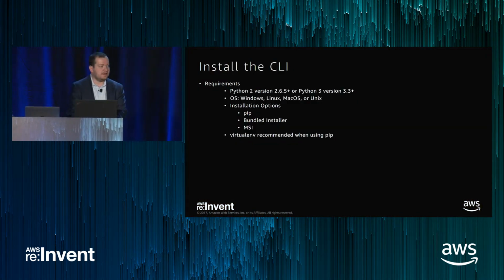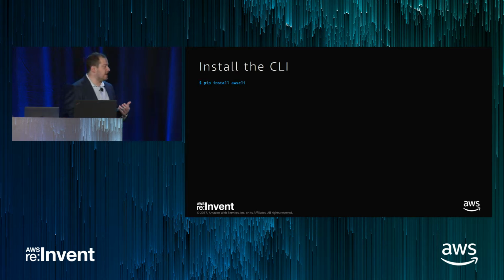So first of all, the CLI is Python-based. It's based on Boto Core, which is a simplified version of Boto, which is our Python SDK. So you need either Python 2 or Python 3. The CLI works on Windows, Linux, Mac OS, and other types of Unix. There's different installation options out there. I usually install it through virtual env and pip. If you're using pip, I recommend using virtual env to make the dependencies simpler. There's also a bundled installer, which has all the dependencies in it. And there's also an MSI version for Windows that you can install pretty easily.